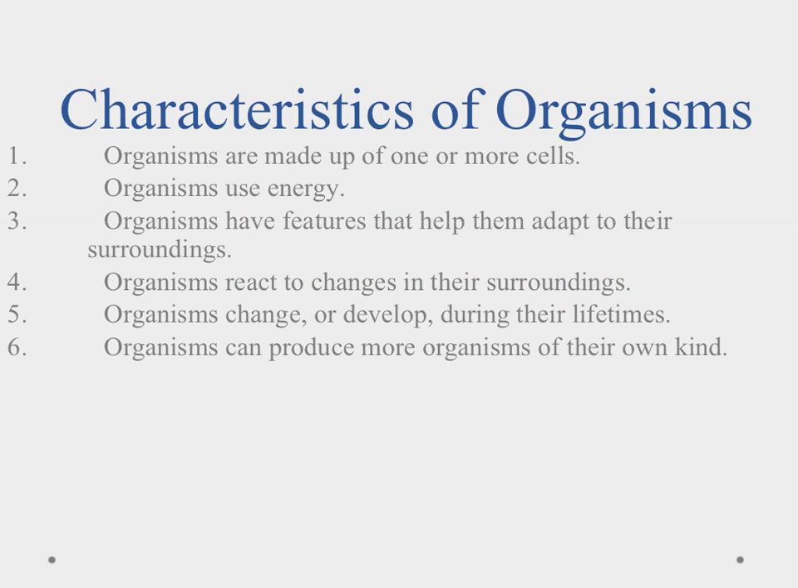Okay, the last thing we're going to talk about are characteristics of organisms. Remember, organisms are living things, so what we're looking at is what does it mean to be alive? Now, scientists have come up with a list of 6 traits or 6 characteristics that all living things have in common. The first of which is that organisms are made up of one or more cells.